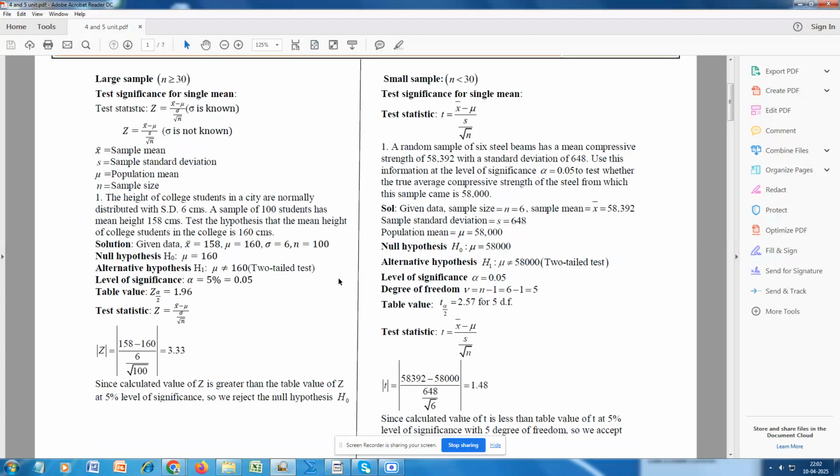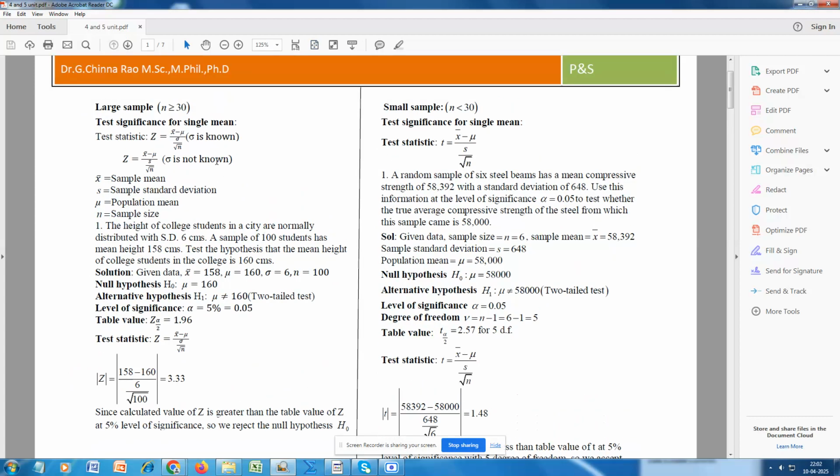Today I am going to explain large and small sample tests. Large sample is when n is greater than or equal to 30, and small sample is when n is less than 30, and test of significance for a single mean. To learn both the small and the large, we have to become familiar with this terminology.